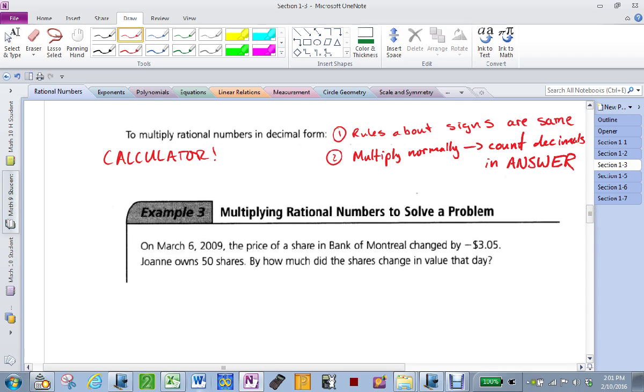Okay? So this question here, the first thing we're going to do, of course, is use our calculator, right? So, Joan, the price of this share went down negative 305 for every share. Joan has 50 shares. So what math do we do?